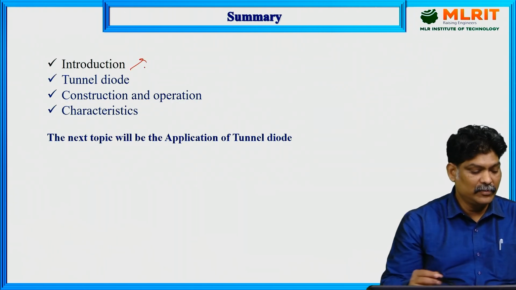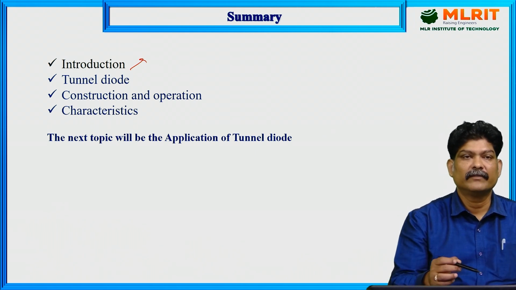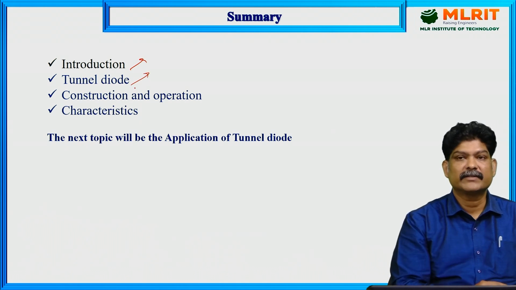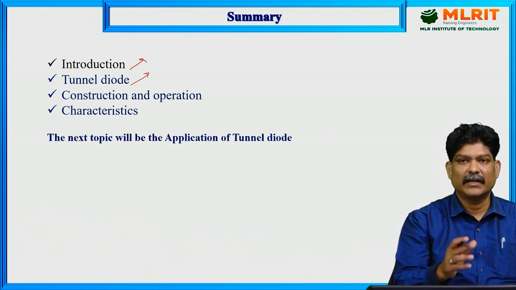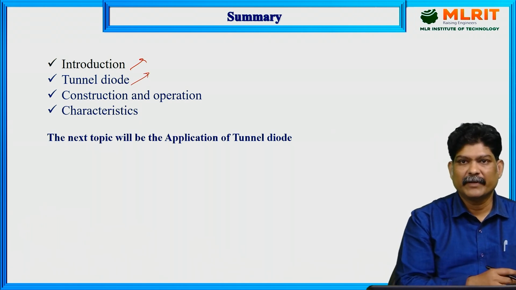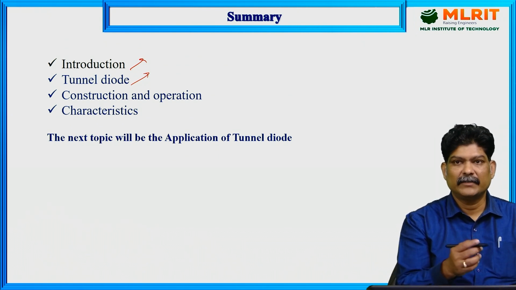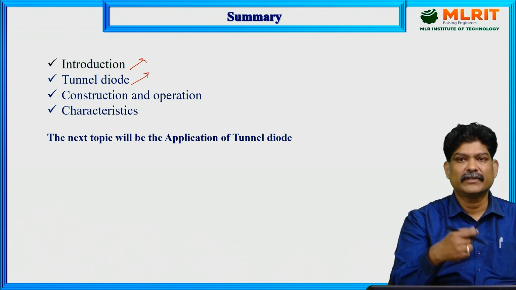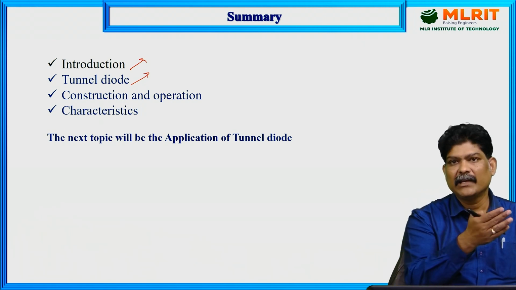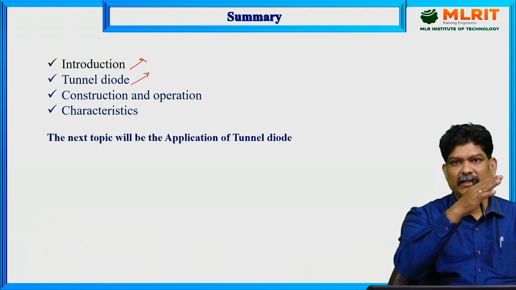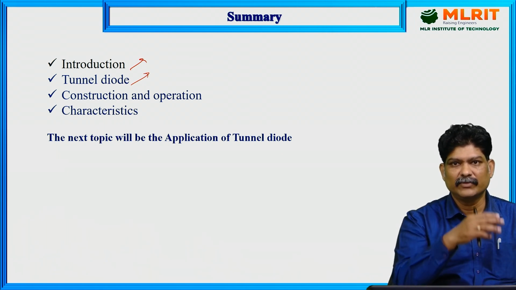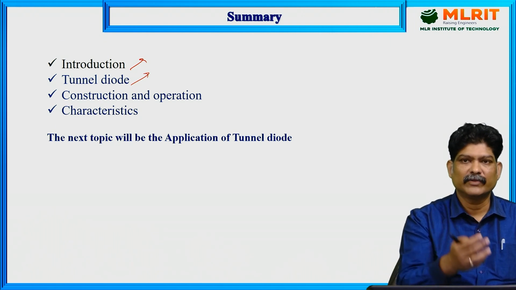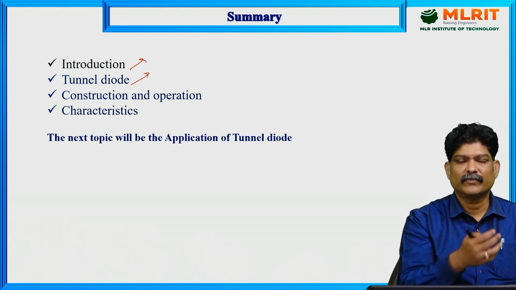Let us conclude today's session. What we have learned today is the introduction to the tunnel diode, and the construction and operation of the tunnel diode. Tunnel diodes are heavily doped semiconducting materials, and due to that, it has a very peculiar property that it shows a negative resistance region. That means when we increase the input voltage, there is a decrease in the current. Normally, when we increase the input voltage, the current also increases, as in the case of a normal PN junction diode.